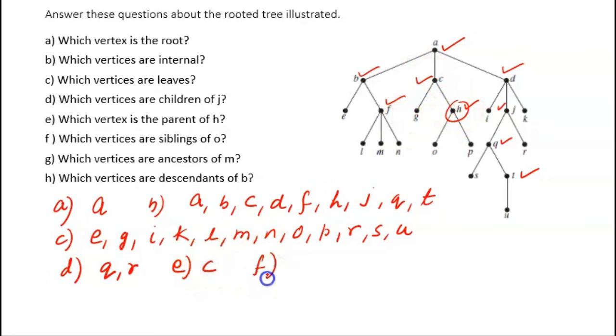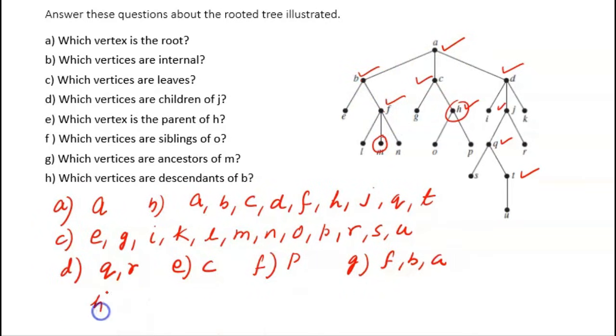Now the F part, which vertices are siblings of O? So the sibling of O is P, because O and P both have the same parent, that is H. Now G part, which vertices are ancestors of M? So M is here. Ancestors of M are F, B and A.